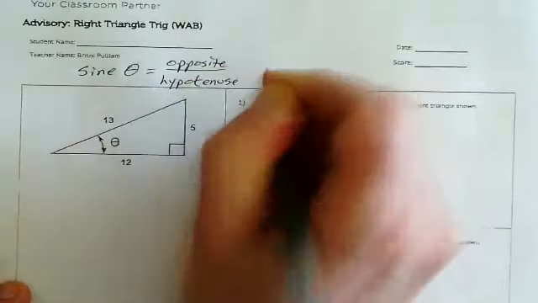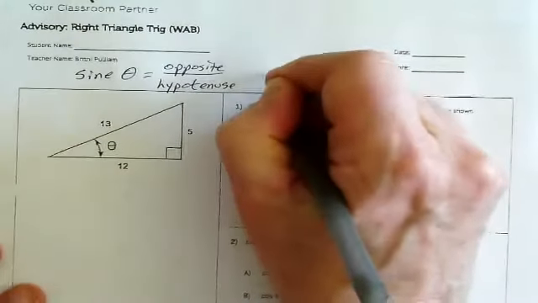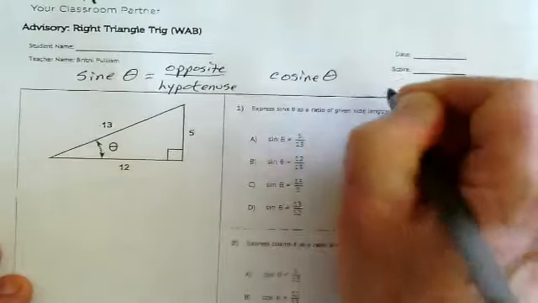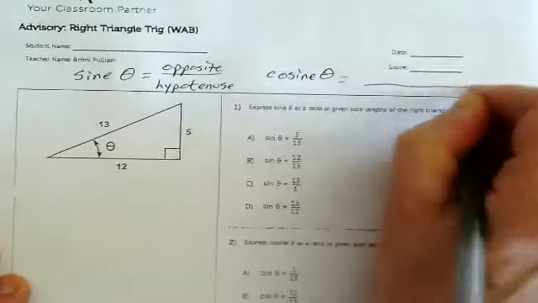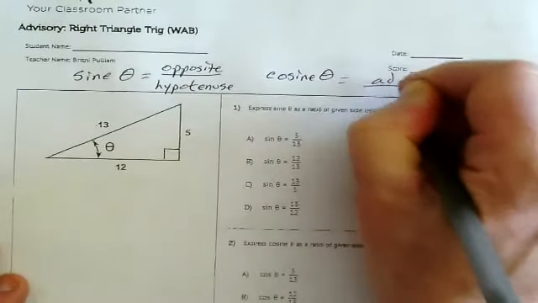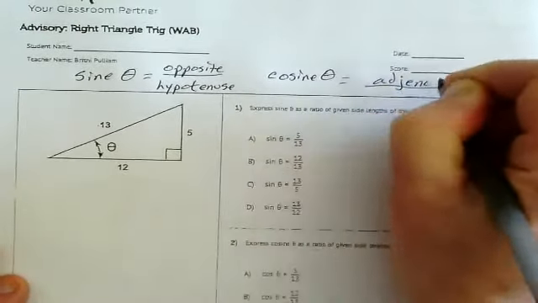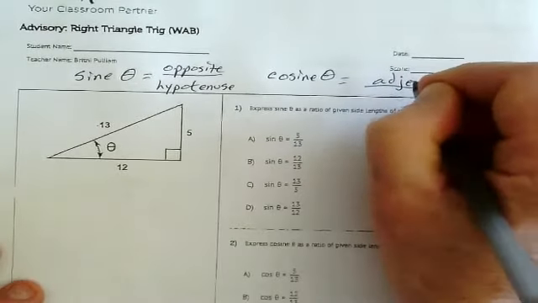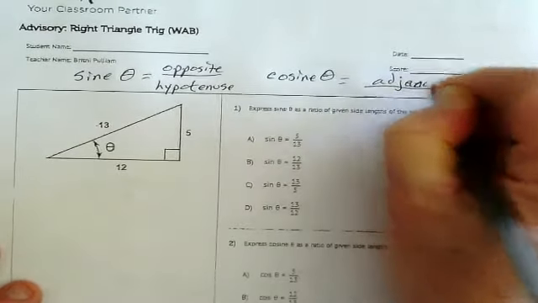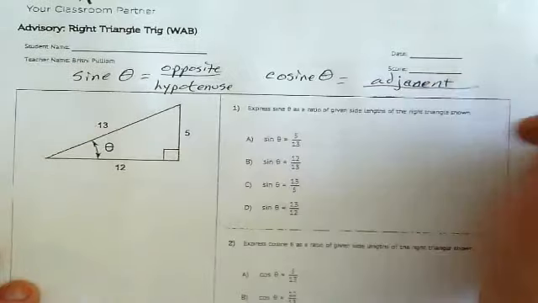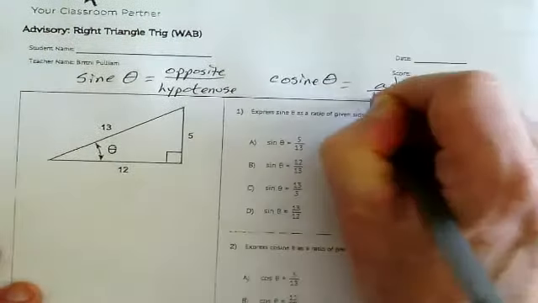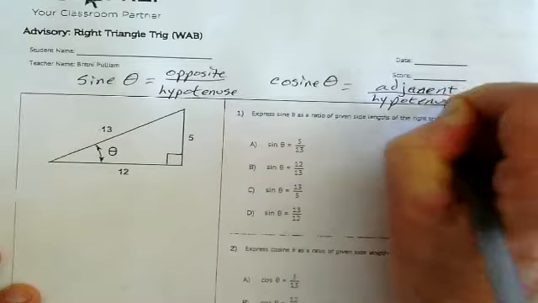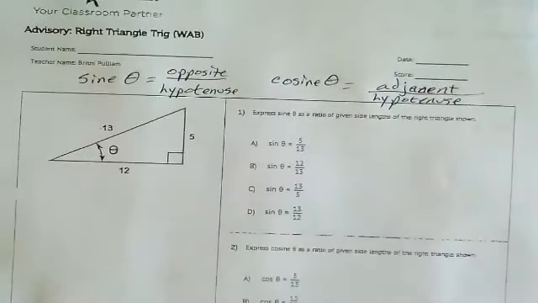This only works with right triangle trig, and cosine of that angle equals, sorry, I've run out of space here, is the adjacent length. Sorry, I just misspelled adjacent. Anyway, that's adjacent over the hypotenuse. Both sine and cosine have hypotenuse in the denominator.